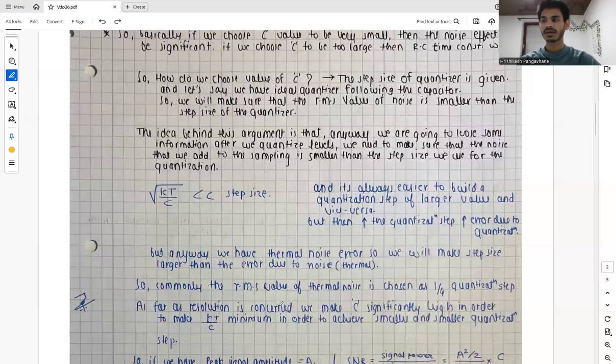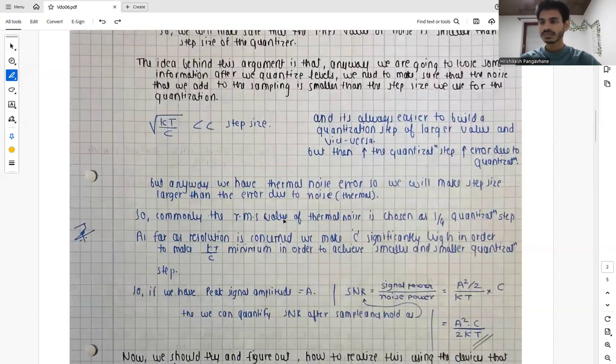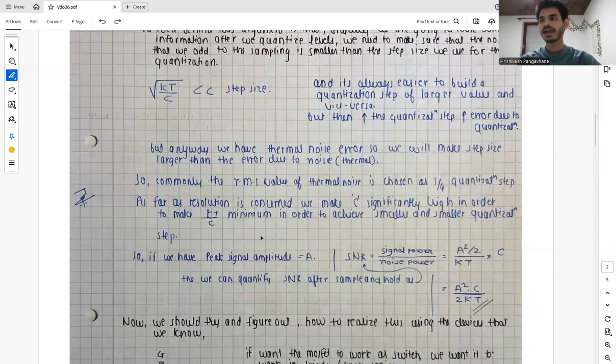As far as the resolution is concerned, we make the value of C significantly high in order to make kT by C minimum, in order to achieve smaller and smaller quantization steps, because the smaller the quantization step, the higher the resolution is. So from here we get an idea of what the value of C should be.